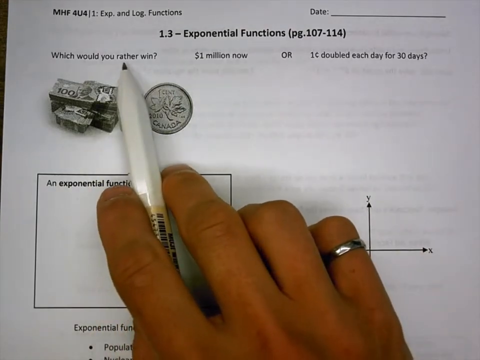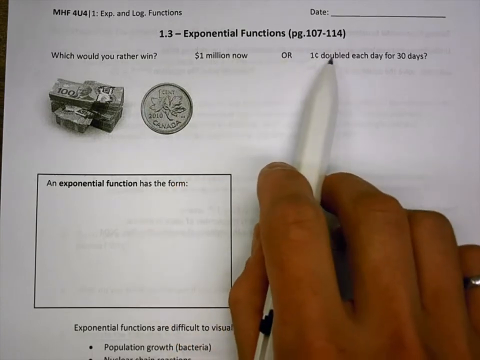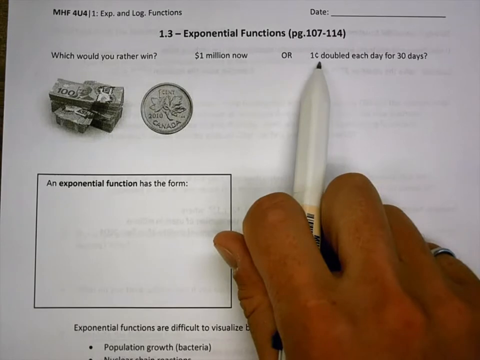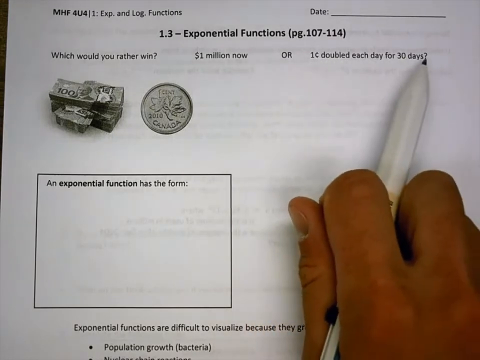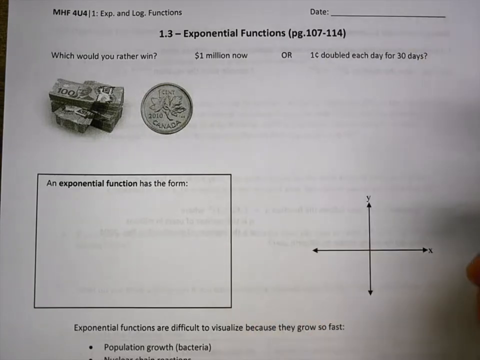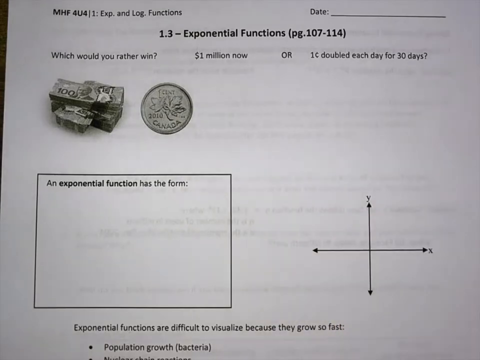What would you rather win? $1 million today, or 1 cent? Now, you guys don't have pennies anymore, but imagine getting 1 cent and double that every day for 30 days. So on the first day you get 1 cent, the second day you get 2 cents, the third day you get 4 cents, 8 cents, etc. What would you rather have?